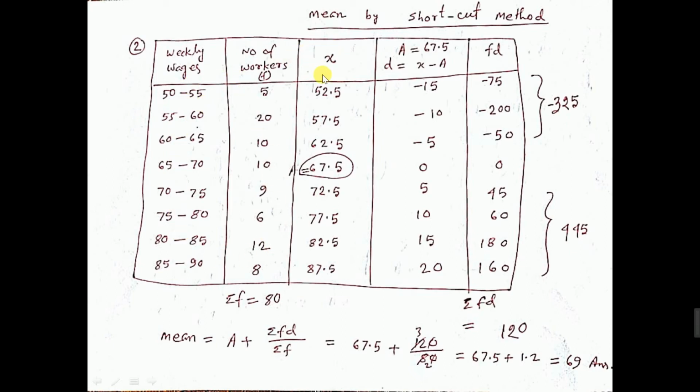Then I have to make another column x. How to find x? This is the mid value of these two. So you add 50 plus 55, whatever you get, divide by 2, you will get this result. And one shortcut technique to find this mid value: the difference is 55 minus 50, it is 5. 5 divided by 2 is 2.5. This 2.5 you add with this, that is 52.5, the mid value. Similarly, that 2.5 you add with this, you will get the mid value. You add 2.5 with 60, you will get this.